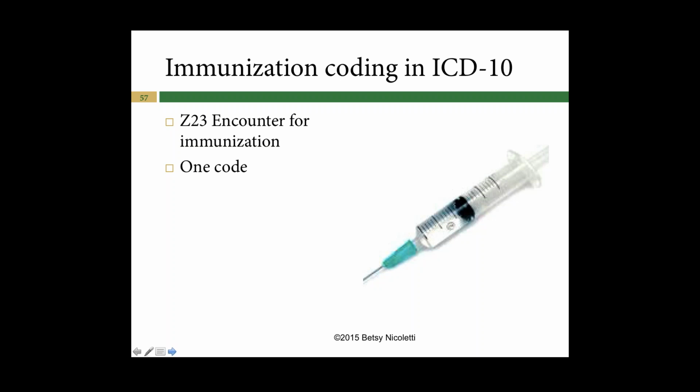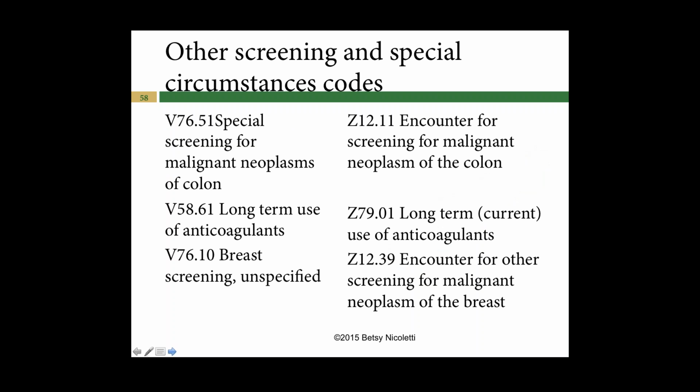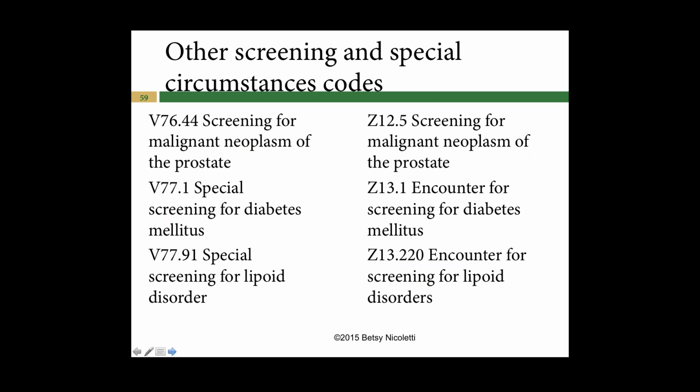going to have one diagnosis code for the encounter. We have some special screenings. These march along pretty nicely. Encounter for screening of malignant neoplasm, long-term use of anticoagulants, breast cancer screening. I don't think we're going to have any trouble with those. And then screening for malignant neoplasm of the prostate. Here are some codes that really have a one-to-one match between ICD-9 and ICD-10. And we're always so happy when that happens because we know there aren't a lot of them that have this one-to-one match if we're going from 14,000 codes to 70,000 codes.